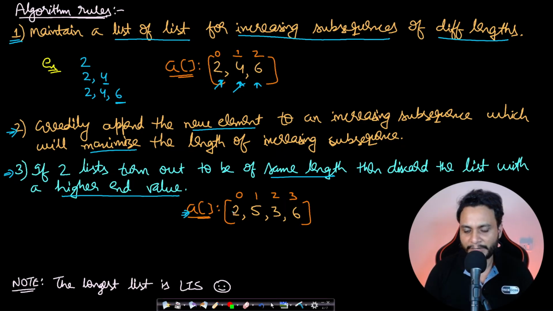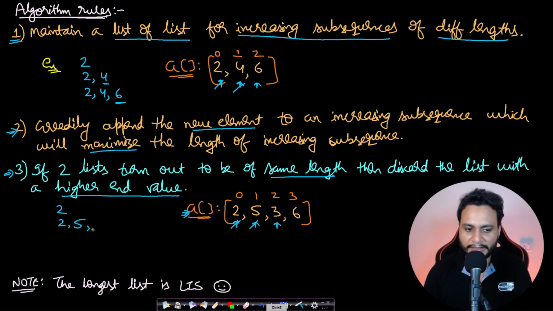So let's say that I'm maintaining a list of lists and I'm just seeing the first element 2. So this will be the first list. When I see 5, where will I append? Appending after 2 makes sense. So if I append after 2, I'll make a new list altogether of length 2. Now, if I'm seeing 3, then making 3 a single list is not that feasible, but I can always append this after 2.